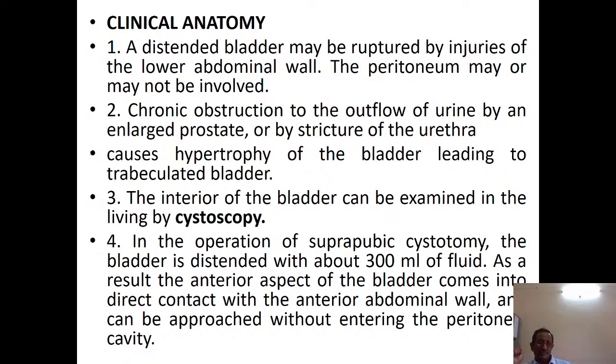The interior of the bladder can be examined in the living by cystoscope. So a cystoscope can be introduced to examine the interior of the bladder. In the operation of suprapubic cystostomy, the bladder is distended with about 300 ml of fluid. As a result, the anterior aspect of the bladder comes into direct contact with the anterior abdominal wall and can be approached without entering the peritoneal cavity. So suprapubic cystostomy can be done only after distending the bladder with 300 ml of fluid, such that the anterior abdominal wall is in direct contact with the bladder and you can put a trocar there.